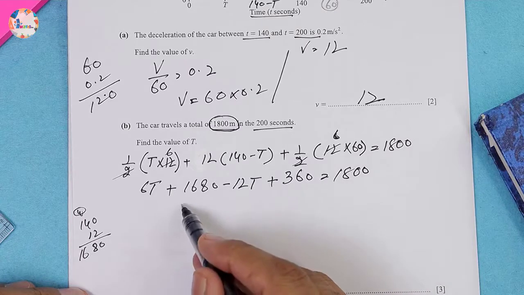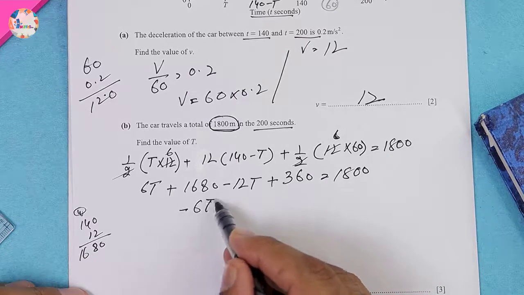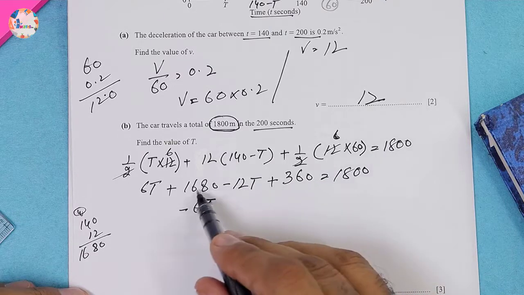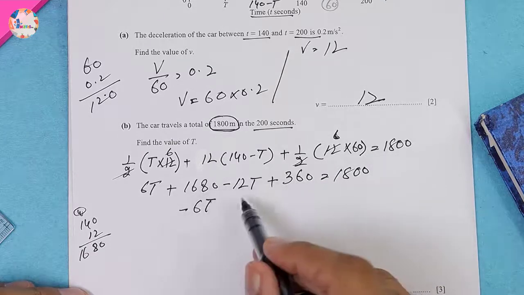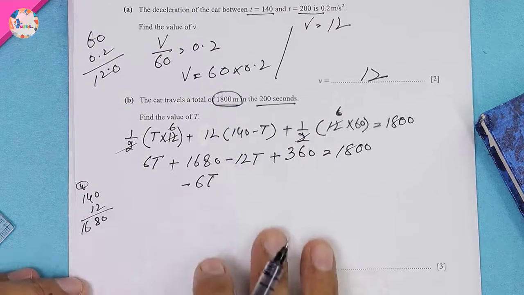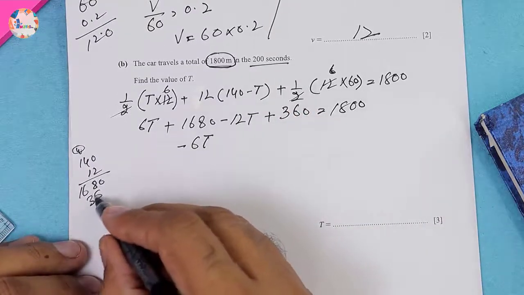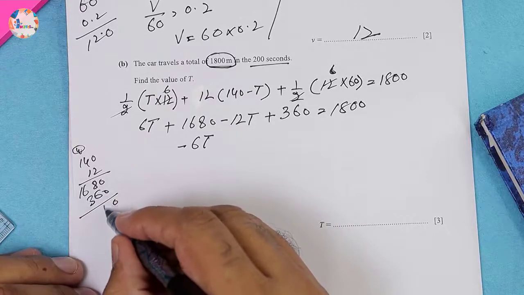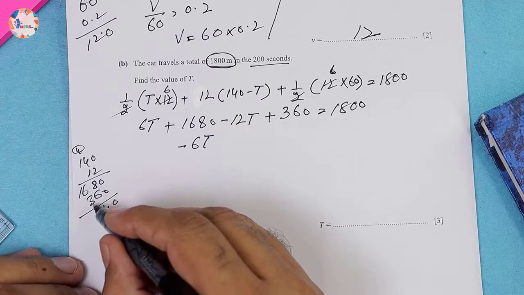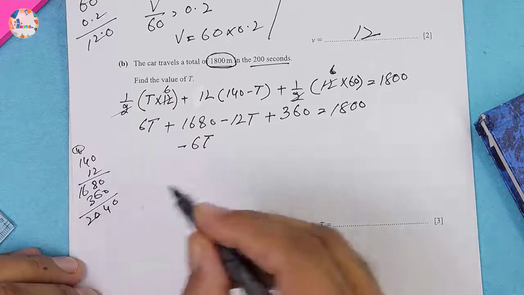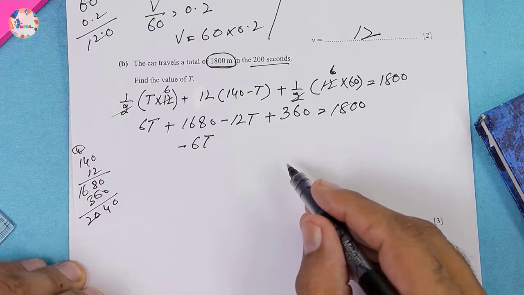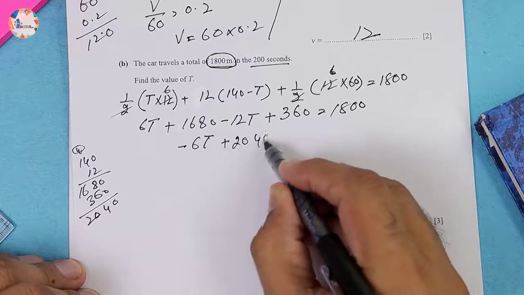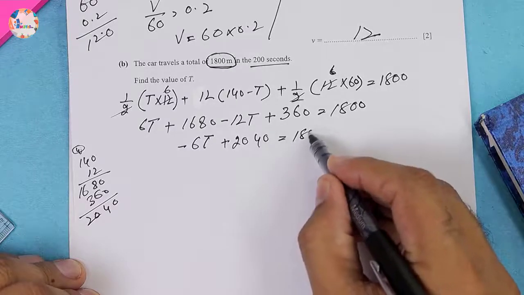Now we can simplify these two and combine them. 1680 plus 360 we can add over here, which gives 2040. So we write 2040 minus 12t is equal to 1800.